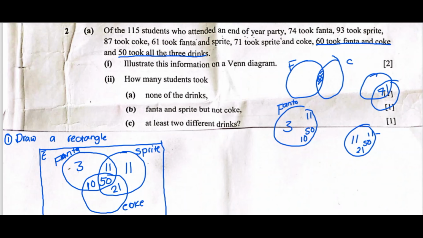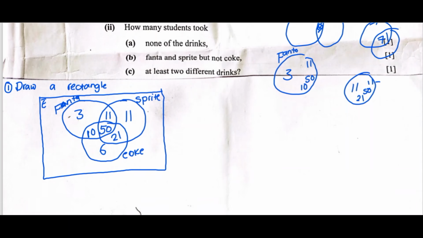Then for Coke it is 87. Now from that 87, we are supposed to do the same. We already have 10, 50, 21. So 50 plus 10 plus 21 is equal to 81. 87 minus 81 is equal to 6. So we are done putting these numbers into these three sets.